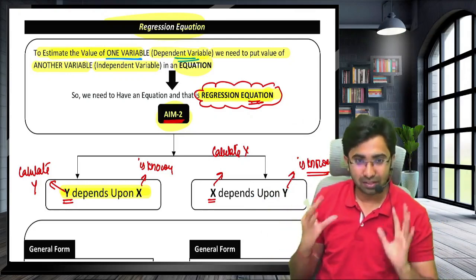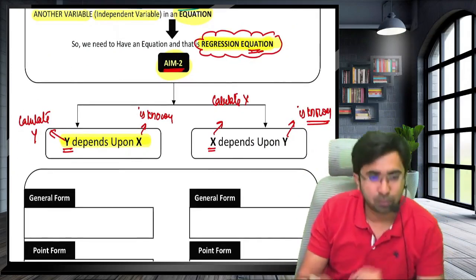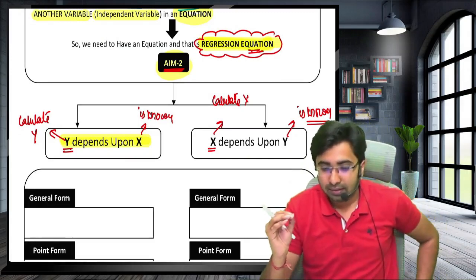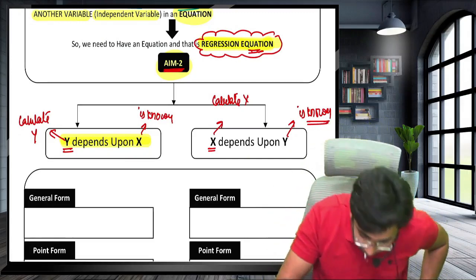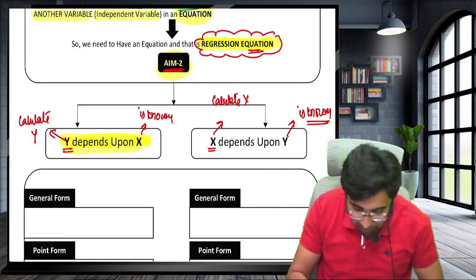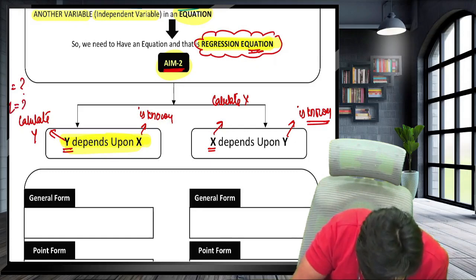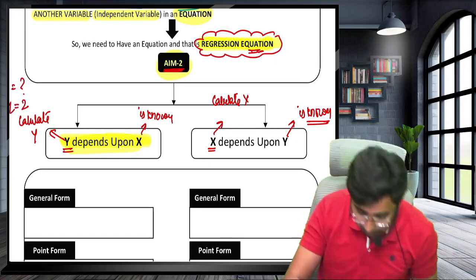But just understand over here, guys. Now, please pay attention. This is very, very important. Now see, guys, y depends upon x. This means I have to calculate the value of y, and the value of x, for example, is known.